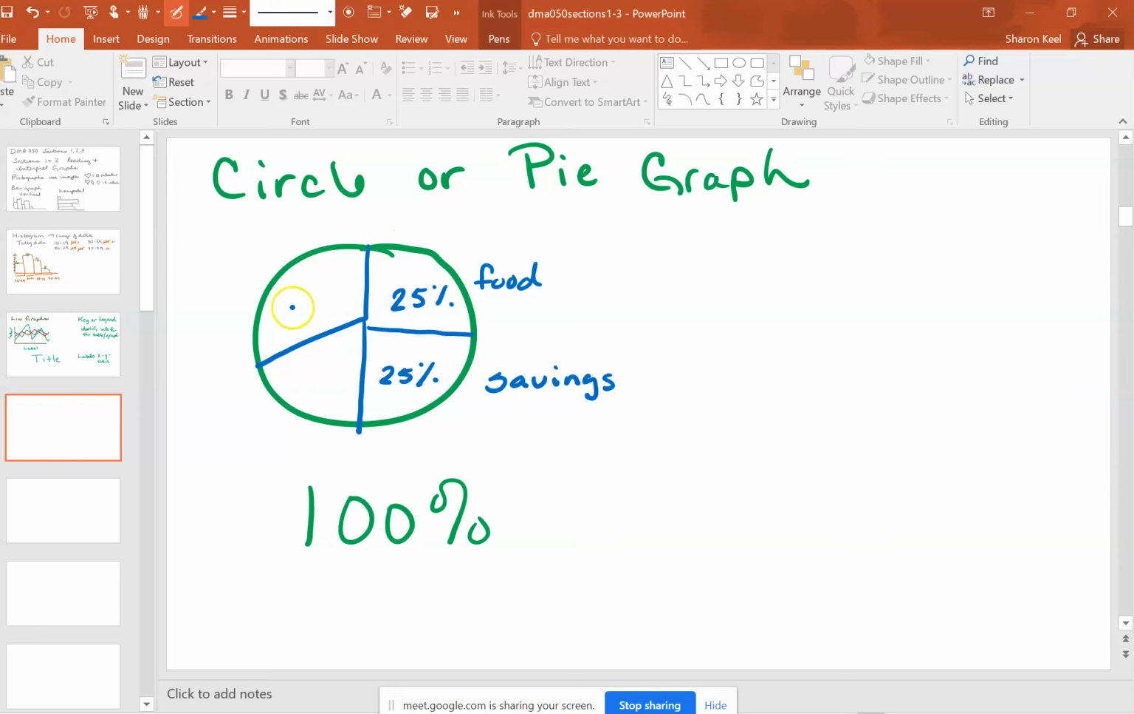Let's say you spend 35% on your bills, and you spend 15% on entertainment. So when you're working in the section for the pie graphs, the circle graphs, each of the slices of the pie, each section is going to be represented by a percentage. All four of the percentages, when you add them, have to total 100.